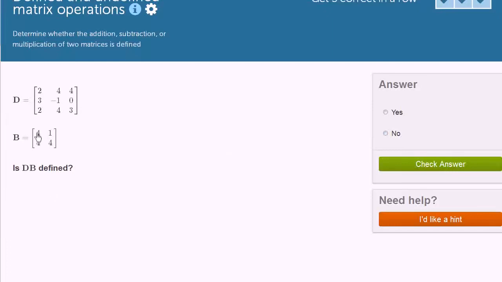So we have matrix D and matrix B, and they ask us, is DB defined? Is the product D times B defined? So D times B is going to be defined if, and let me make this very clear, and this is how I think about it.